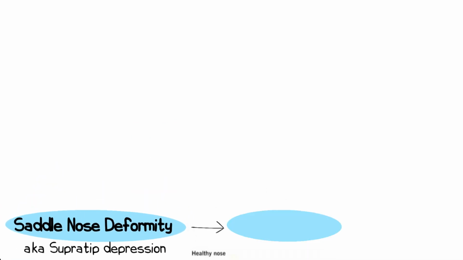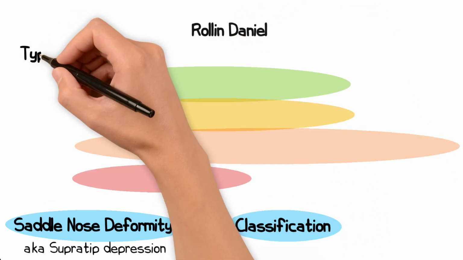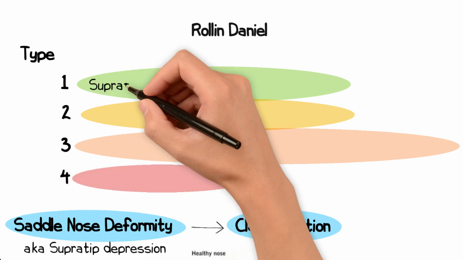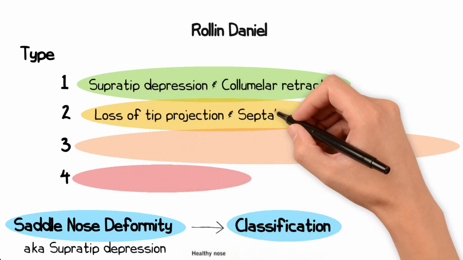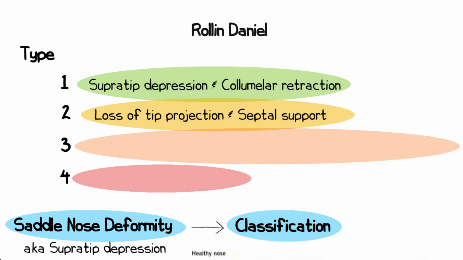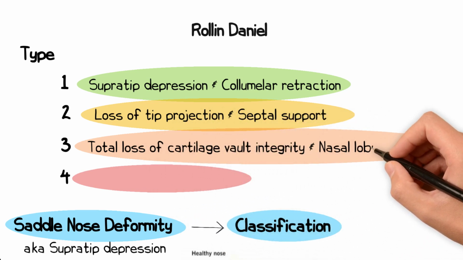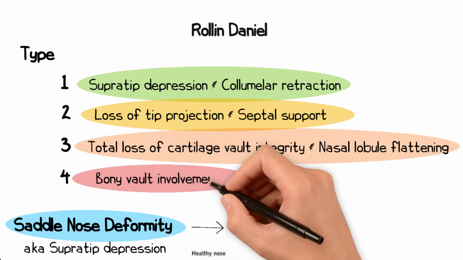Various classification schemes have been used, but none widely accepted. One commonly used one, by Roland Daniel in 2006, divided a saddle nose deformity into 4 subtypes. Type 1 has a supratip depression with columellar retraction. Type 2 is more advanced, with loss of tip projection and septal support. Type 3 has loss of total cartilage vault integrity with flattening of the nasal lobule, and Type 4 shows progression with involvement of the bony vault.